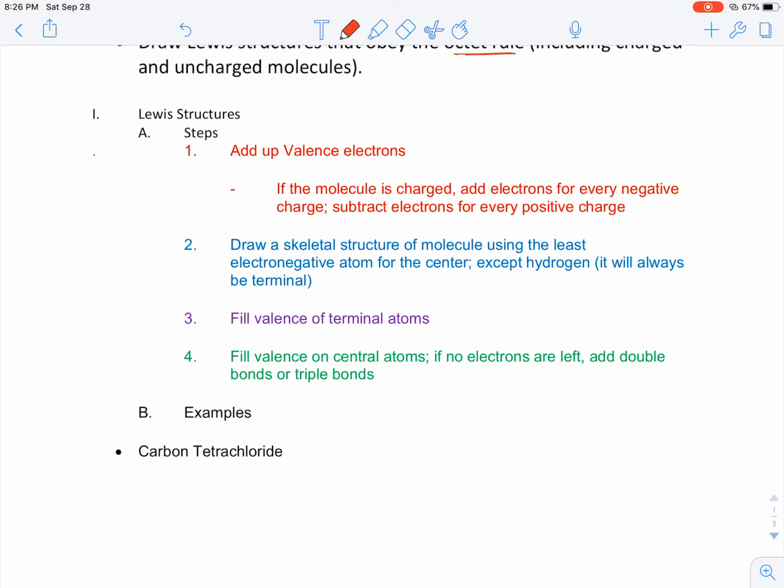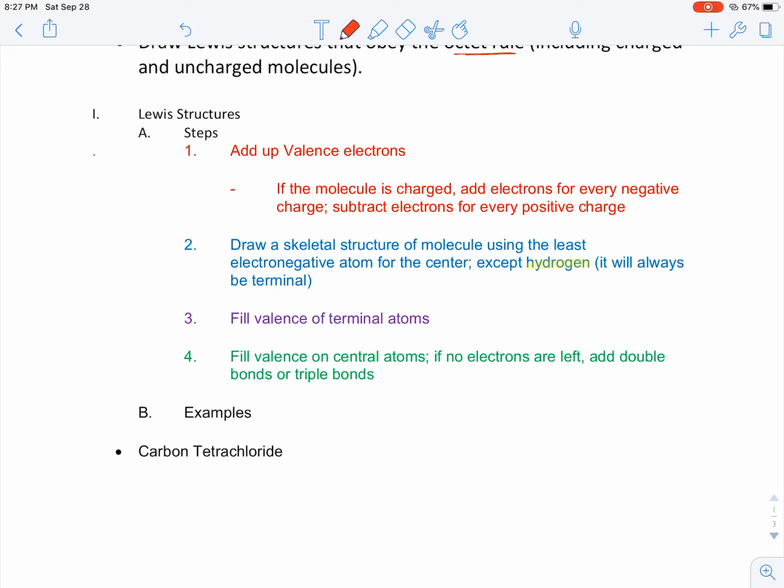Our second step is to draw the skeletal structure of a molecule using the least electronegative atom for the center except hydrogen. We are never going to have hydrogen in the middle because it is always going to be on the outside, or what is called terminal. Our third step is going to be to fill the valence shells of the terminal atoms by putting lone pairs on, and we'll see that when we do an example. Our last step is to fill the valence of the central atoms. If no electrons are left, we'll add double and triple bonds to fill those octets. So without any further ado, let's go ahead and get started.